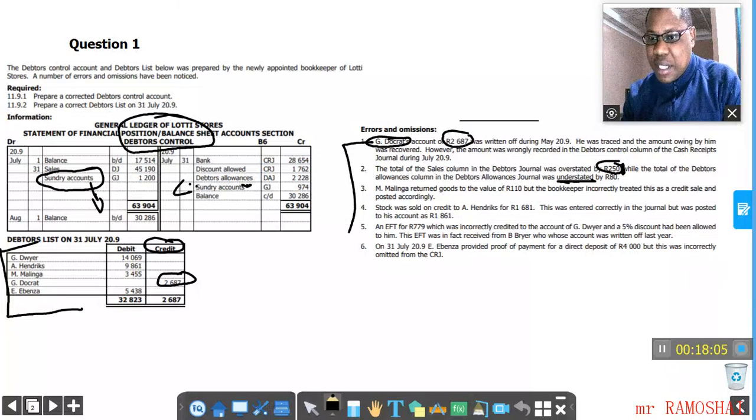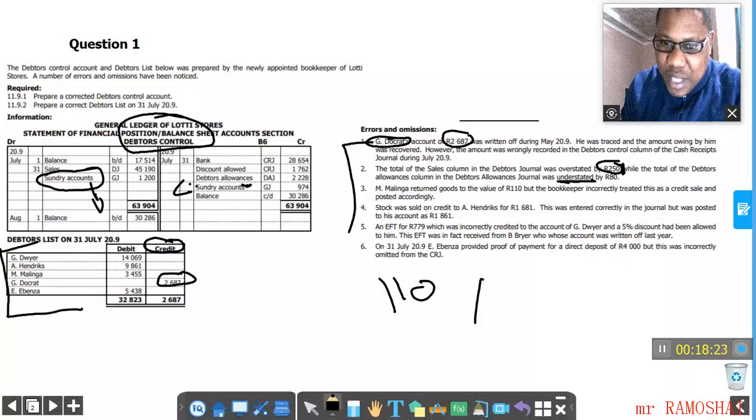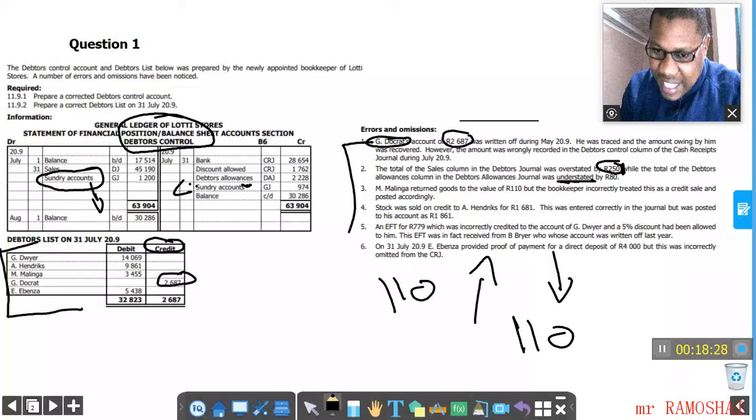But look at what our bookkeeper did. Our bookkeeper recorded this as a credit sale. Remember, a credit sale simply means that what Malinga was owing us must go up, right? So the account of Malinga went up by 110 instead of going down by 110. Already the 110 is recorded accordingly. Are we clear, guys? So this transaction was treated as a credit sale by our bookkeeper.